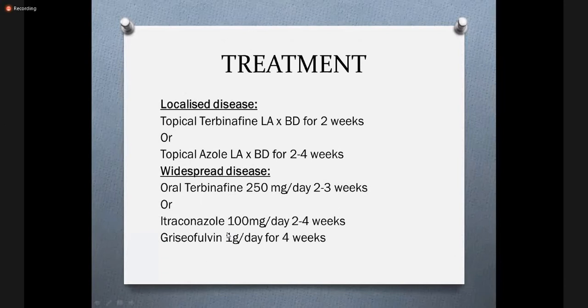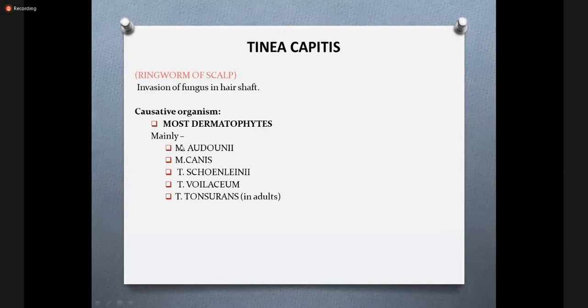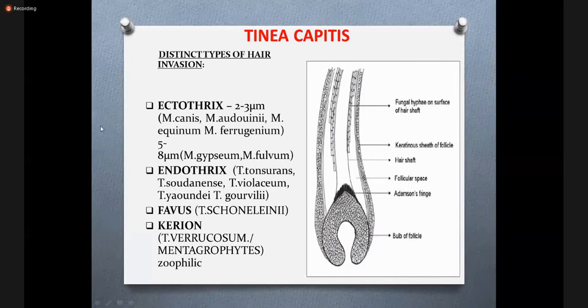Now, Tinea capitis. It is the ringworm of the scalp. The causative organisms are Microsporum species and Trichophyton species. Okay, Tinea capitis is most commonly seen in children, while in adults it is rare. If it is caused in adults, then it is caused by Trichophyton tonsurans. Okay, Tinea capitis can be divided into four types: ectothrix, endothrix, favus, and kerion. These are the types of Tinea capitis.